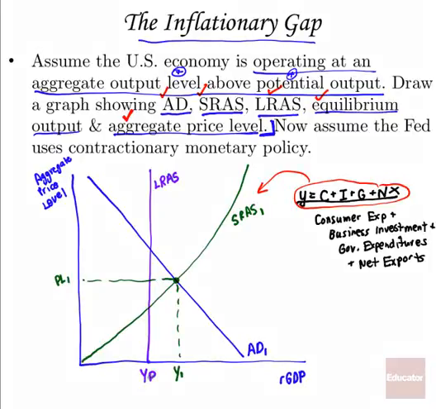Now assume the Fed uses contractionary monetary policy. We'll graph this later, and I'll re-graph this here, but I'll show you exactly what you would have to do. If contractionary monetary policy is used, then the Fed is going to sell government securities, and interest rates are going to go up, and therefore consumption and/or investment is going to go down. So consumption or business investment goes down. As a result, the aggregate demand will shift to the left here.